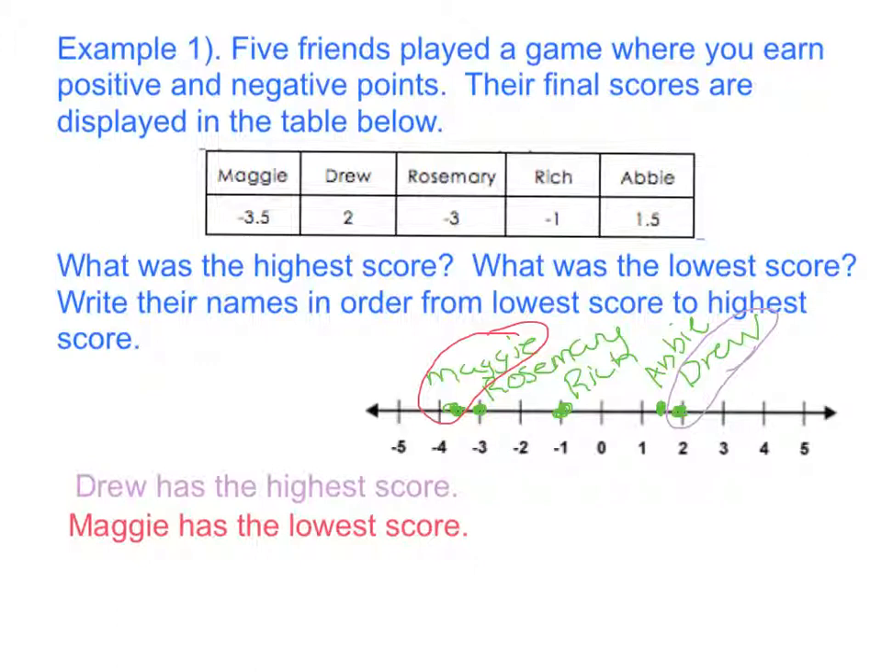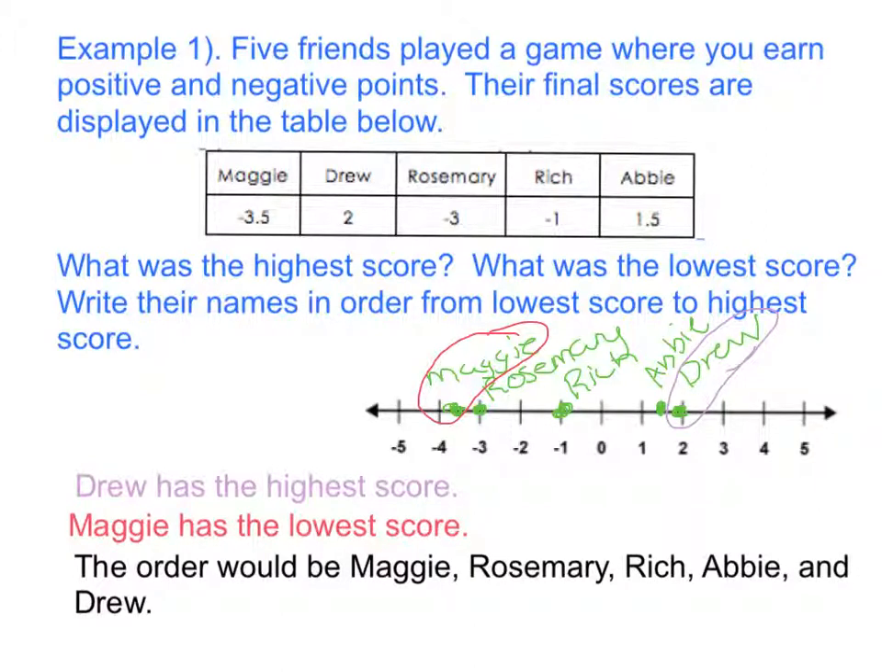Last thing we need to do is write their names in order from lowest score to highest score. The number line helps us do that because it does put them in order from lowest score to highest score. We just have to write how they appear from left to right because that is going from the lowest value to the highest value. So the order of lowest score to highest score would be Maggie, Rosemary, Rich, Abby, and Drew.